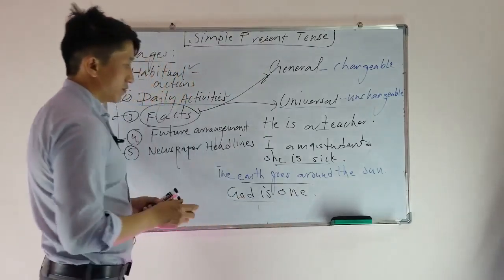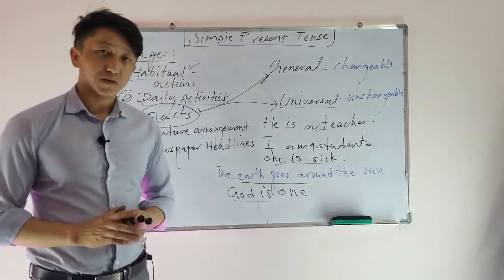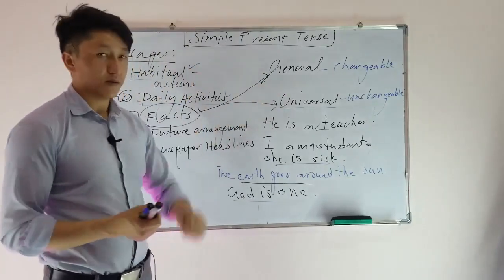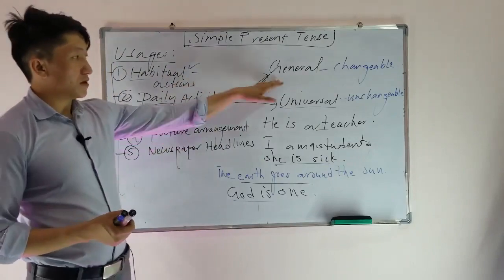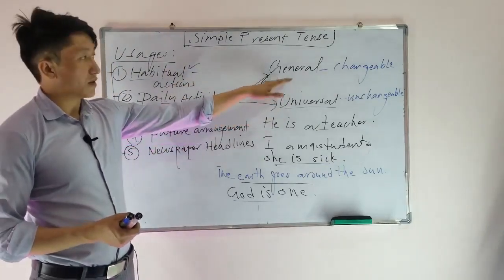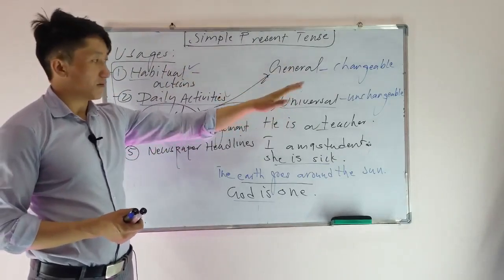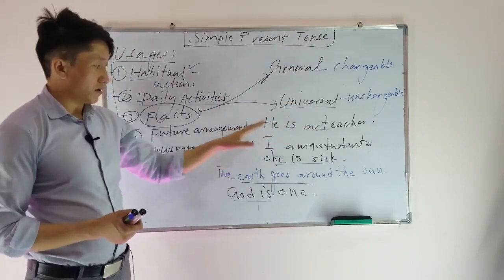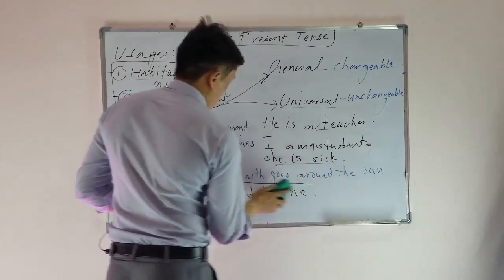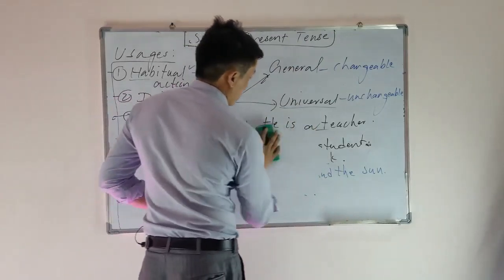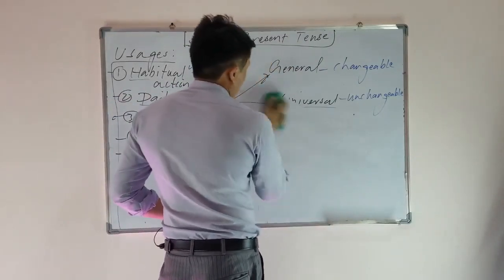So we also use simple present tense to talk about something which is always true, especially universal facts. Now it talks about facts, general fact, universal fact. General fact is changeable, universal fact is not changeable. These are the examples. Now simple present tense is also used to talk about the other usage.